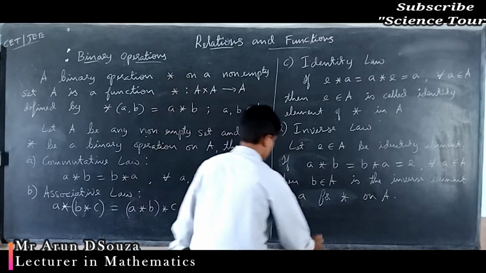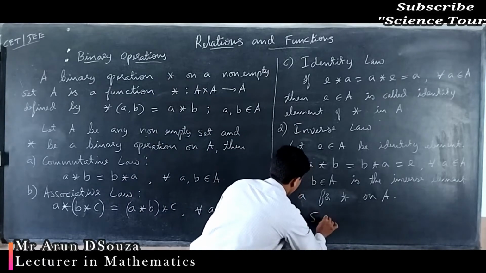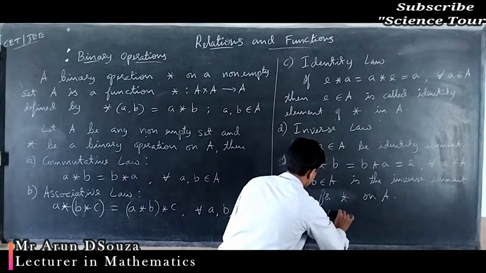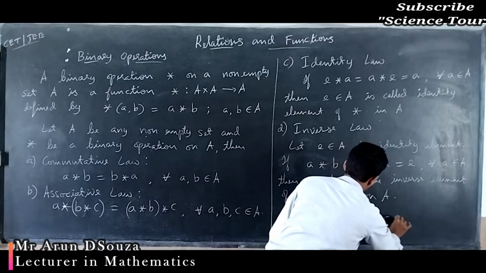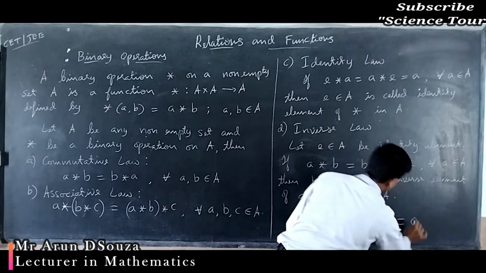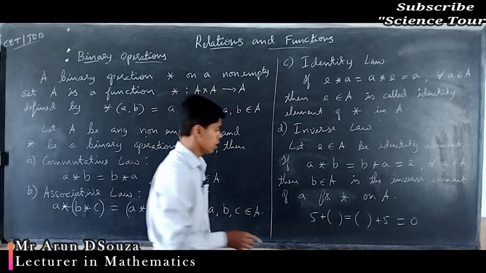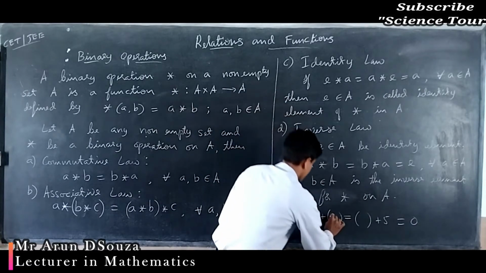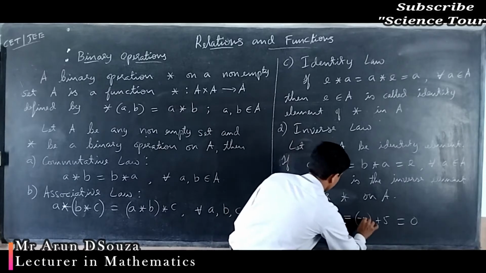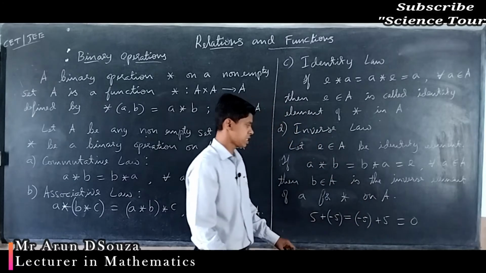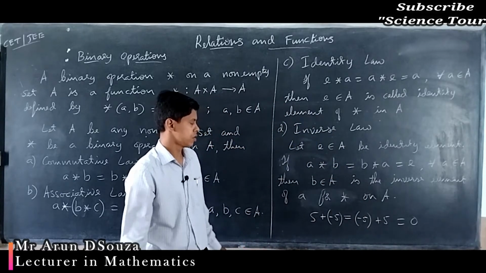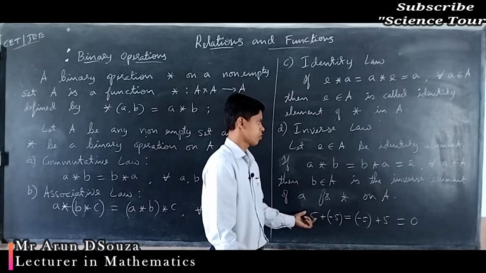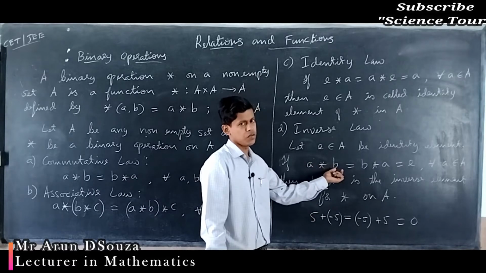To give an example, see if you have element 5 and you are talking about the addition, and that must be equal to the identity. What is the identity for addition? 0. Then what is the inverse of 5? So that will be minus 5. So minus 5 is the inverse of 5.